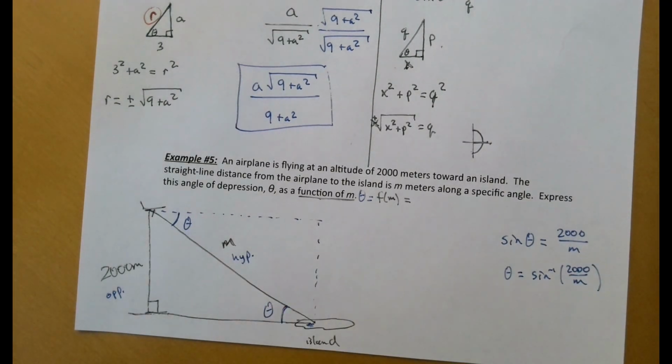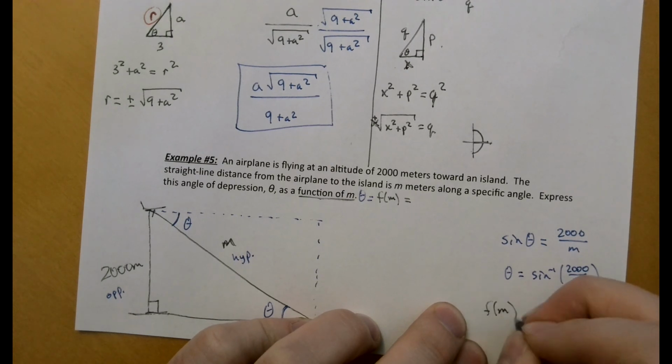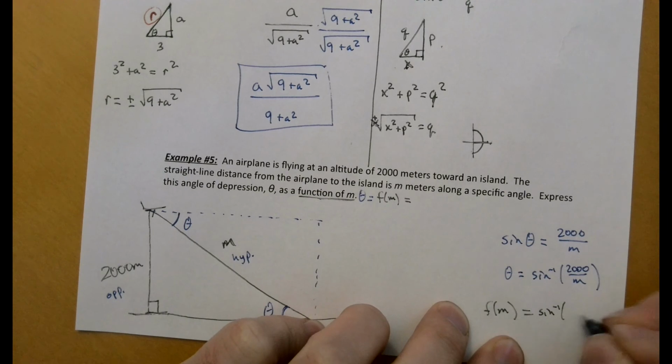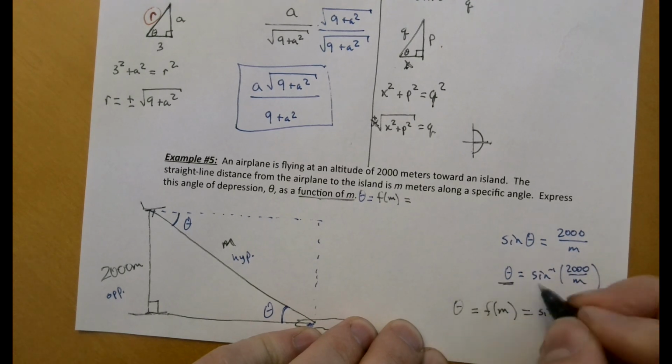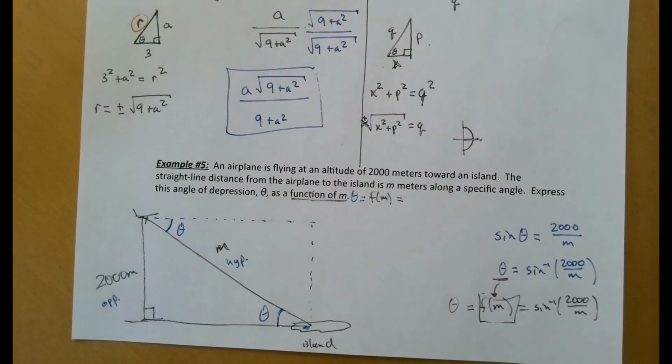That would be the deal, and we could rewrite this as our input is m. Note that's all that's on this right side, and we'd have sine inverse of that input m. And we know what this spits out. It happens to be the theta. We just replaced theta with f of m, and now we've done what was asked.